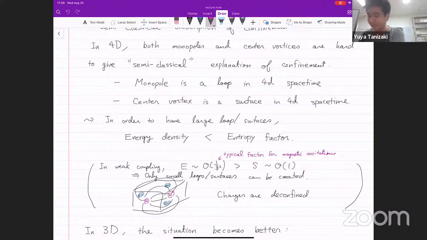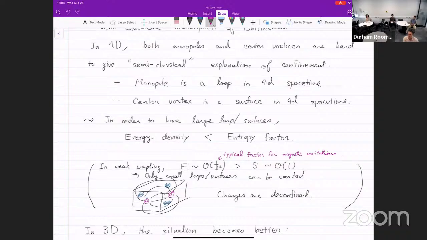And in weak coupling, this energy density is typically 1/g², the coupling constant squared. So in weak coupling, this energy density tends to be very, very large. So the tension of the line, string or surface is very, very large. But the entropy factor is just a geometric property of the loop or surface, so we expect it is independent of the coupling constant. So it is always an order one quantity.